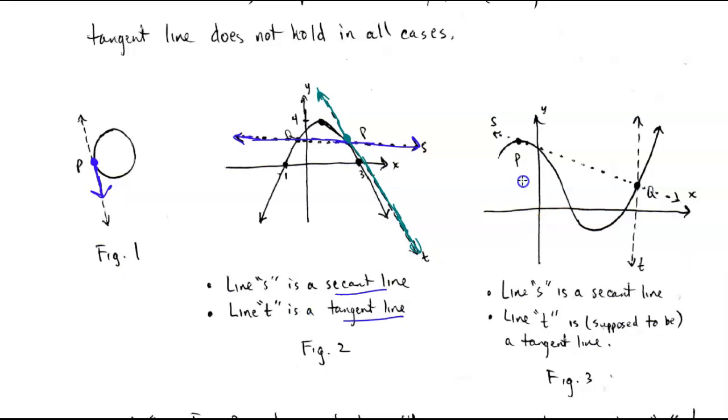If we look at figure 3 here, we'll see that, again, we have a secant line. Okay, it's following what it's supposed to do here. But unfortunately for the tangent line, if we use our definition of we intersect a curve at exactly 1 point, by the definition that I gave, this is a tangent line. However, it's not what we really mean when we talk about a tangent line.